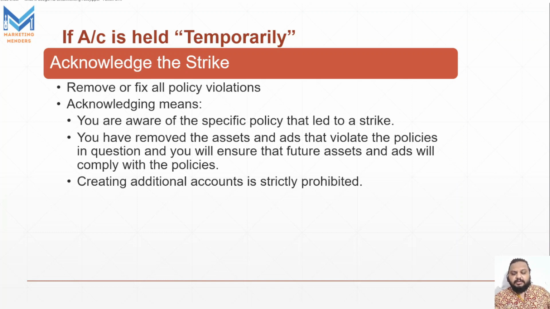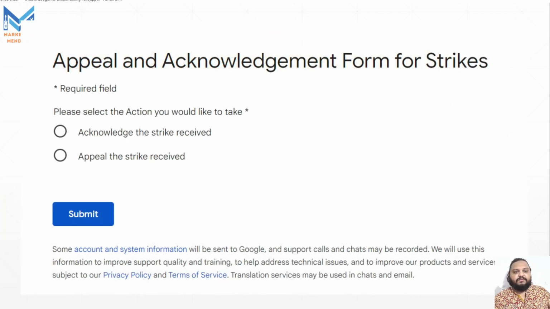So how does it look? Once you get a strike, you will get an option like this, acknowledge the strike. So there are two buttons over here. One button is acknowledge the strike received. Second is appeal the strike received. Now the difference is, acknowledging means that you were aware what was the policy violation, why it has happened, you have removed it, and then you are acknowledging it. That okay, I am acknowledging it and I have removed it.